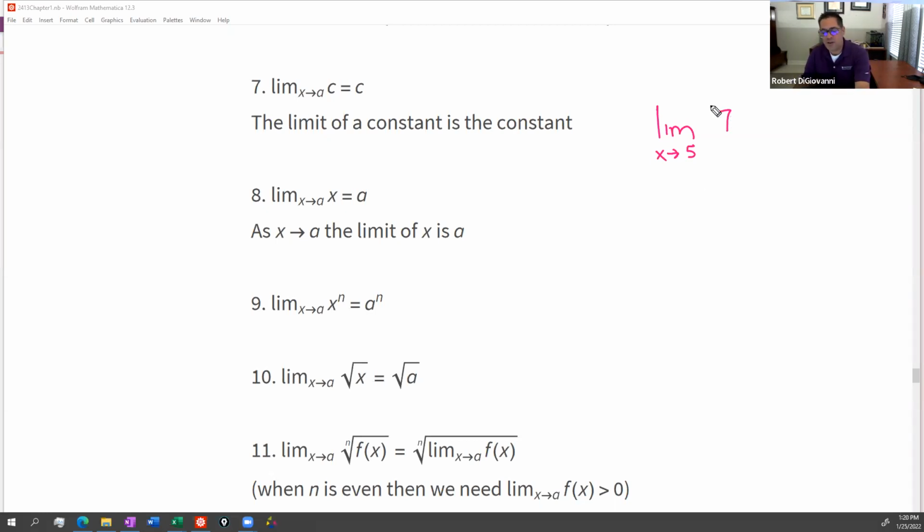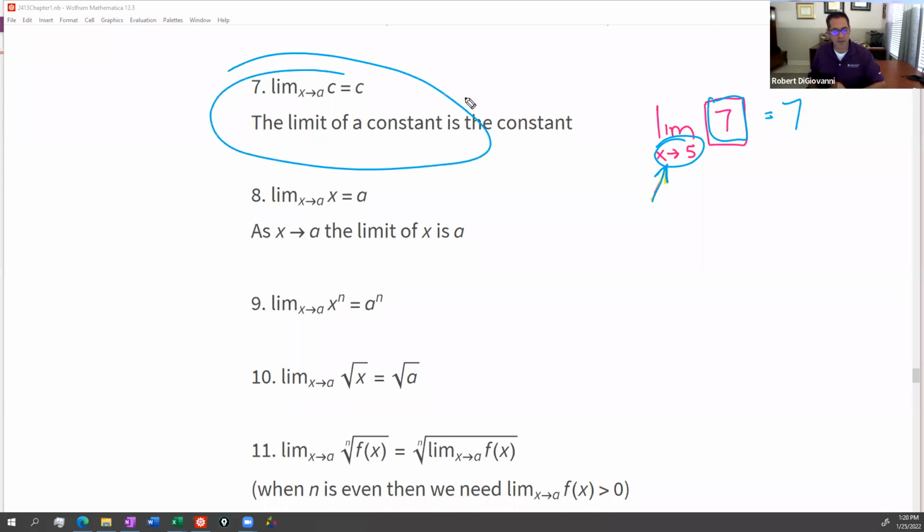So what I'm asking you to do is look at this expression, the number 7. Tell me what happens to the number 7 when I let x go to 5. Well, there is no x in here, right? 7 is 7. There's no x there. So x has no impact on the number 7, does it? So my answer should just be 7. That's what this limit law says.